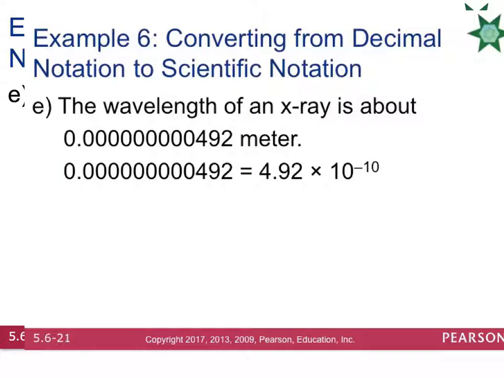Okay, last example. The wavelength of an X-ray is about 0.00000000049 meters. Okay, we want to be between the 4 and the 9, so we start here at the decimal. Go 1, 2, 3, 4, 5, 6, 7, 8, 9, 10 places. That's going to be a minus 10, right? So we have 4.9 times 10 to the minus 10. Okay. Remember, we want to have 1 number before the decimal when we get to our final destination.